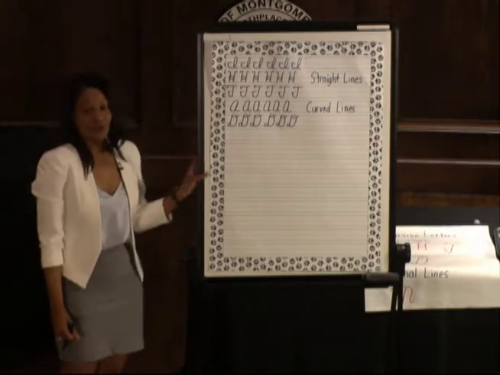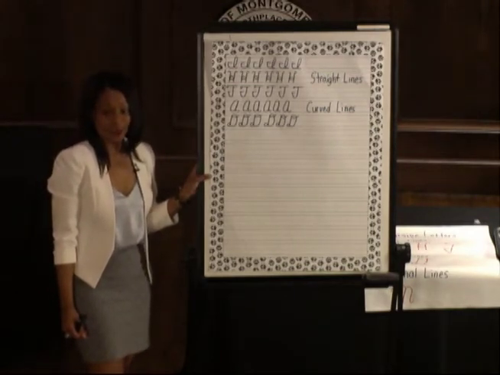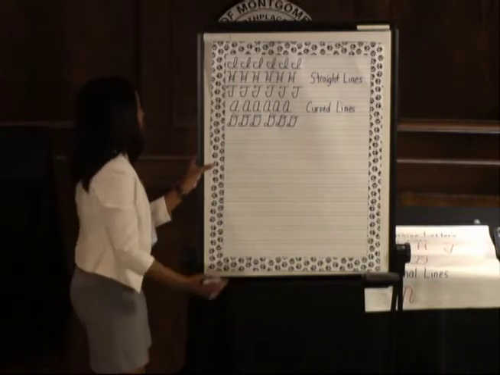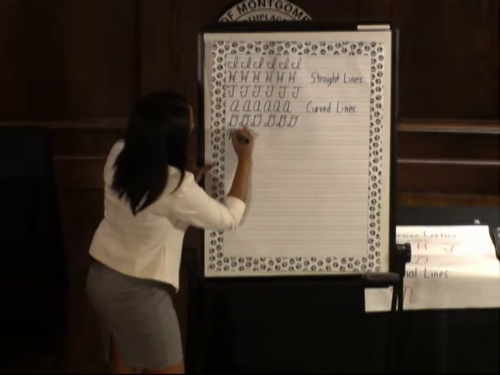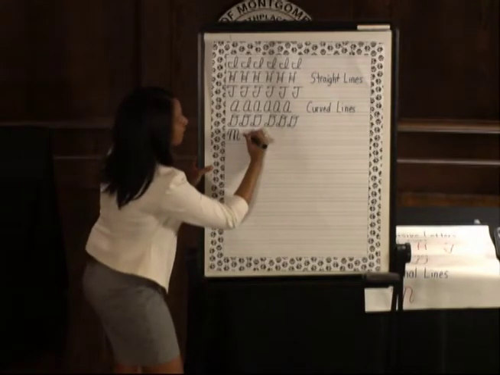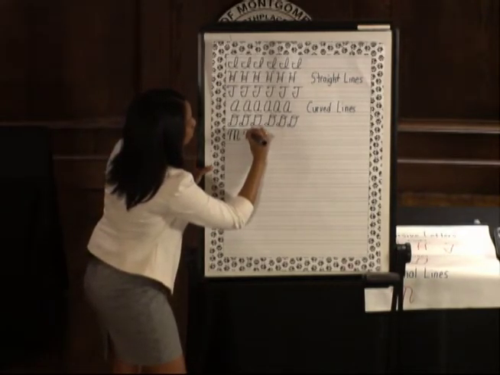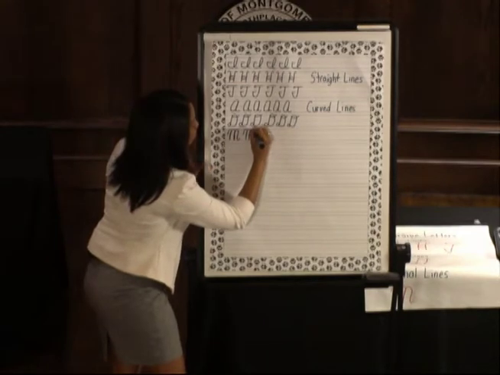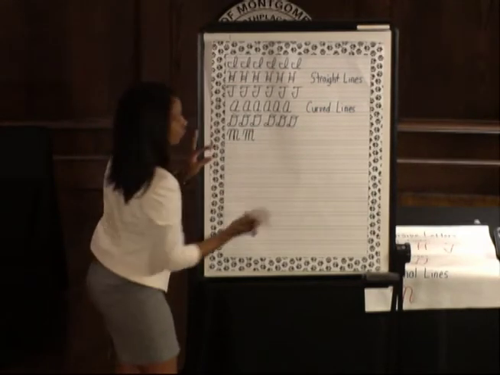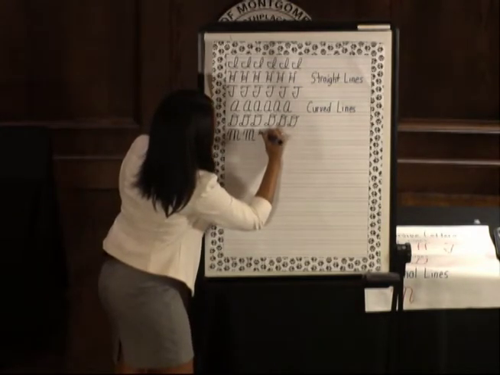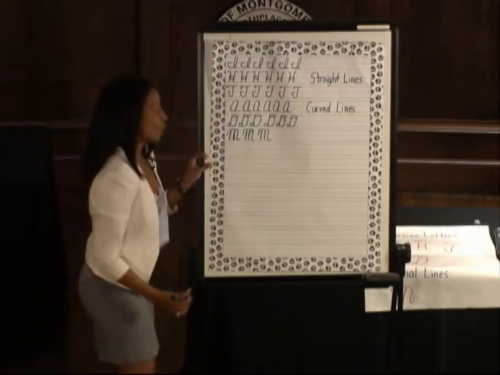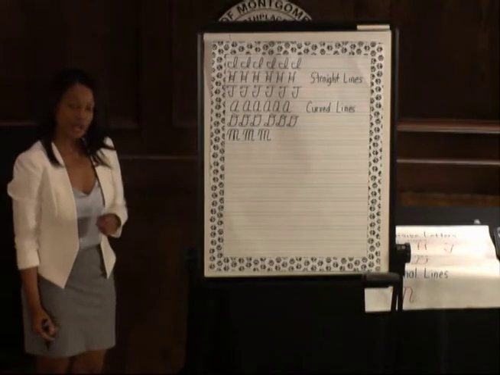For the diagonal line, we're going to look at the uppercase letter M. With the uppercase letter M, you're going to start at the middle. You're going to come down, start at the dotted line, loop, loop, loop, curve. Start at the dotted line, loop, loop, loop, curve. Okay, you try it with me.